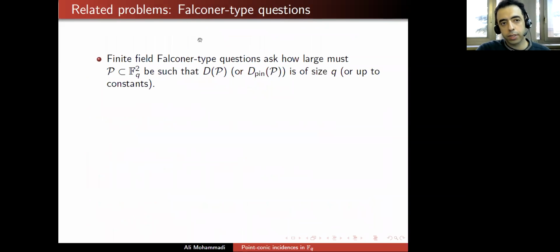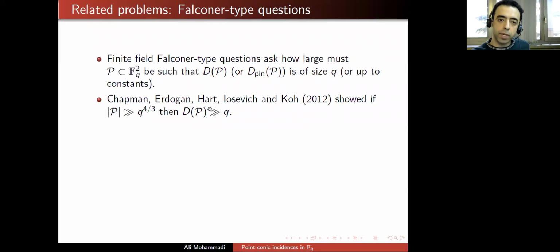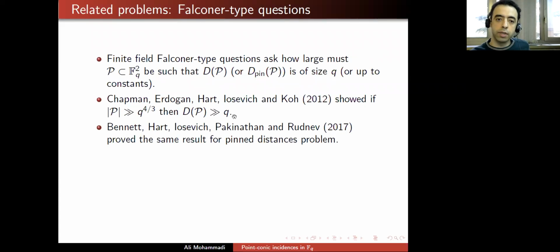And there are also the finite field Falconer-type questions that ask, working over finite fields, how large should your point set be so that your distance set becomes essentially all of F_q? The distance set is a scalar and belongs to F_q. So how large should your point set be in the plane so that the distances formed by it fill up the whole F_q? Chapman and others showed that if P is larger than q^(4/3), then you have this result.